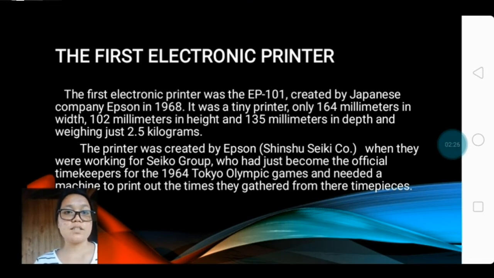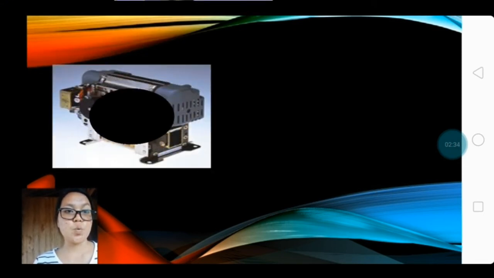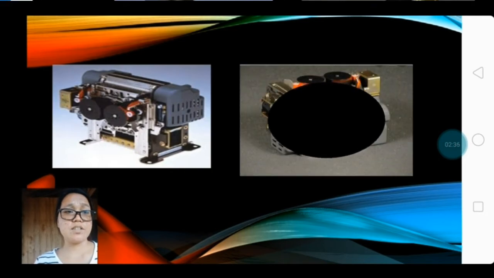Okay, that was the first electronic printer. So this is the picture of the EPE-101.